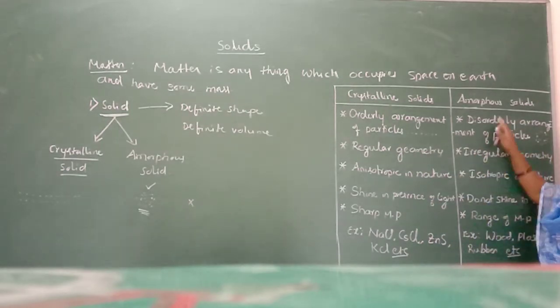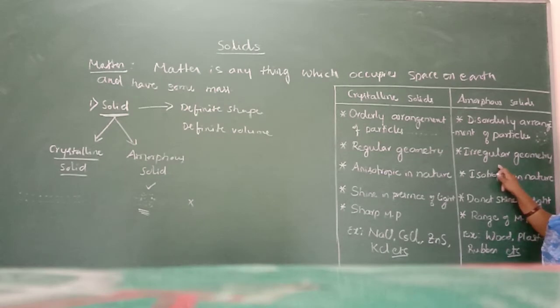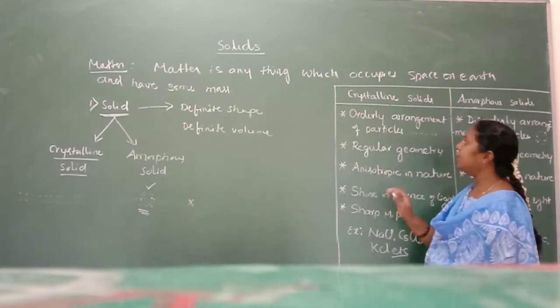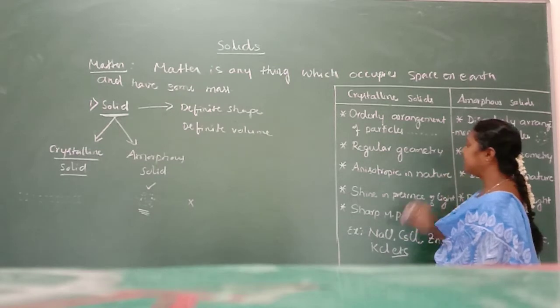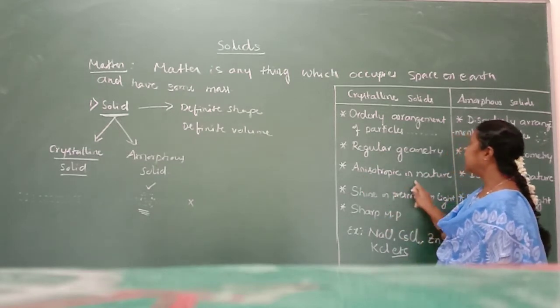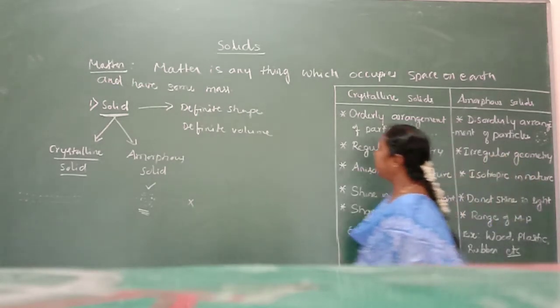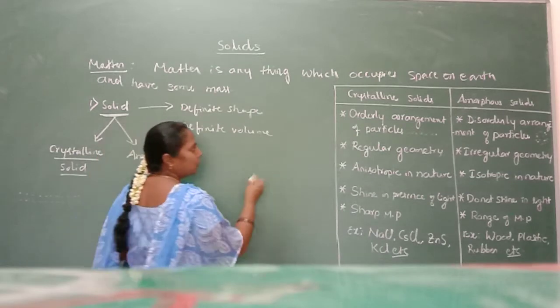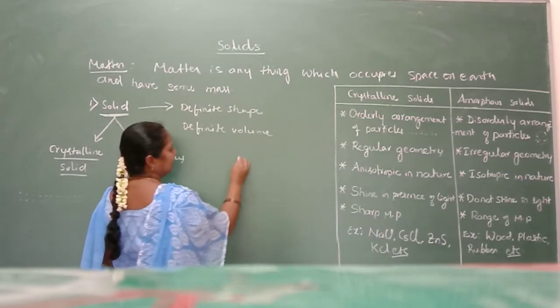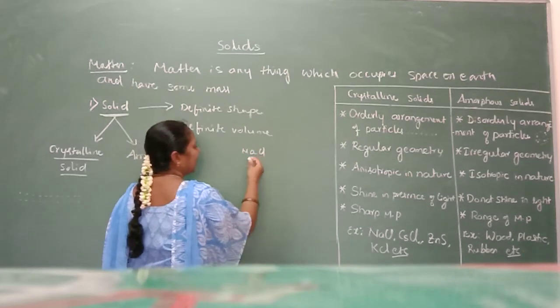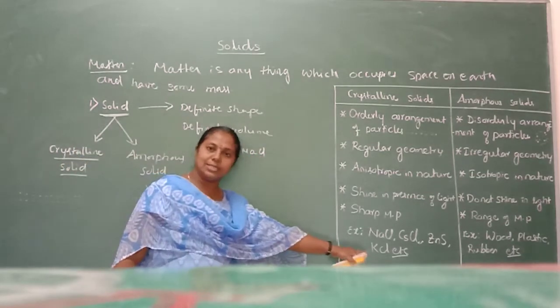Next, coming to the amorphous solids. Amorphous solids have an irregular shape or irregular geometry, due to the irregular arrangement of the particles. Another difference between crystalline and amorphous solids is that crystalline solids are anisotropic in nature. So what is meant by anisotropy? We will explain the anisotropy of crystalline solids by taking an example. Let us take NaCl, which is an example of a crystalline solid.